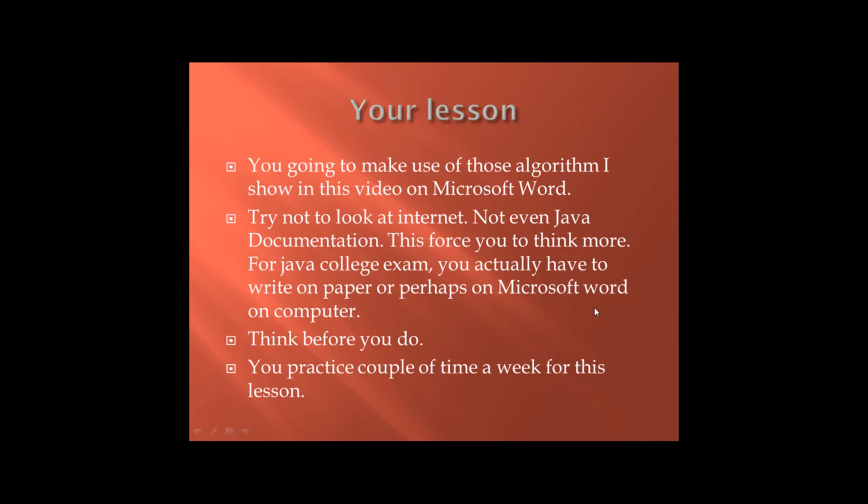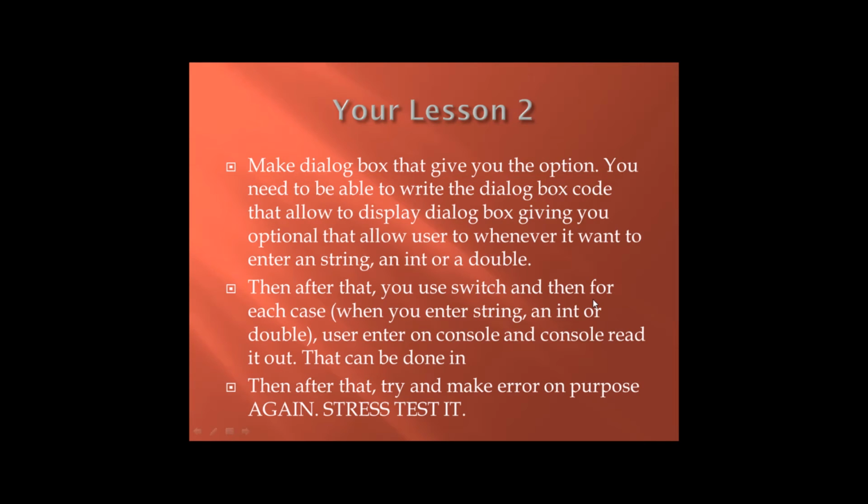Practice this a couple of times. Keep practicing until you become good. For lesson 2, you want to make a dialog box. It's actually an option dialog, and you need to write dialog box code. It's a very difficult one to do, very hard, and I think it's passing 7 arguments, I think. We'll see how it goes.